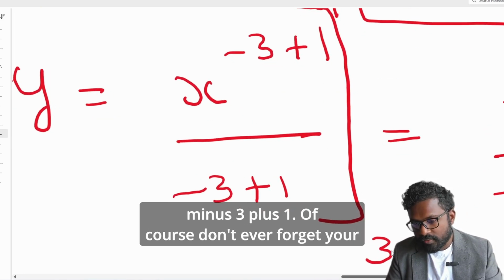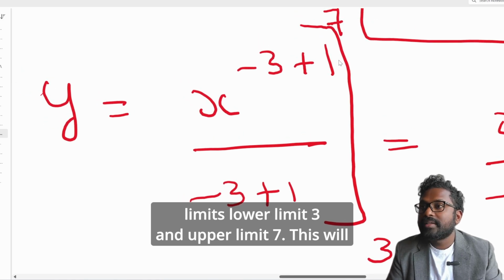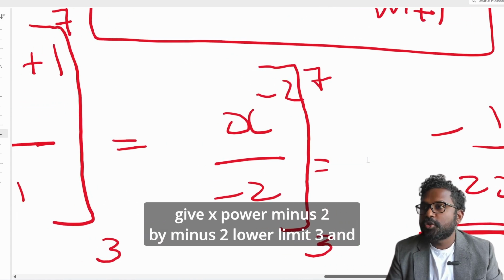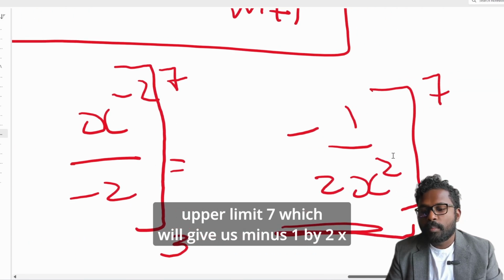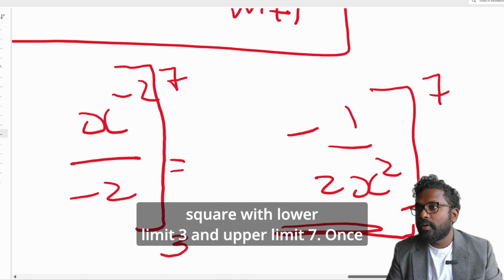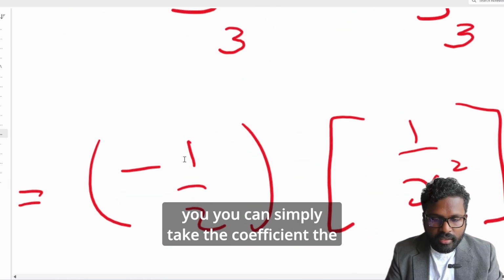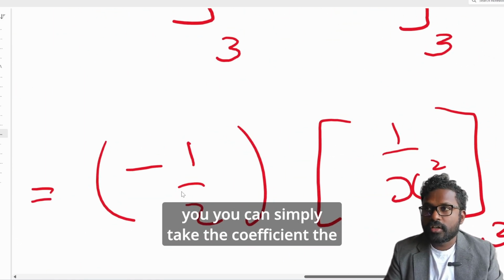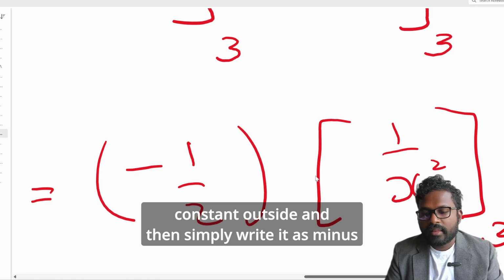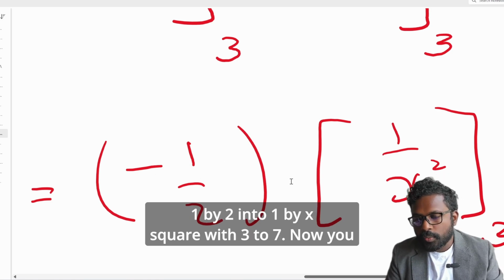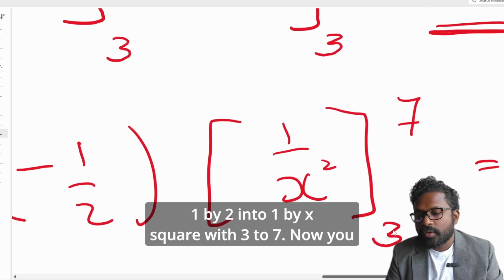Of course, don't ever forget your limits, lower limit 3 and upper limit 7. This will give x power minus 2 by minus 2, lower limit 3 and upper limit 7, which will give us minus 1 by 2x square with lower limit 3 and upper limit 7. You can simply take the constant outside and write it as minus 1 by 2 into 1 by x square from 3 to 7.